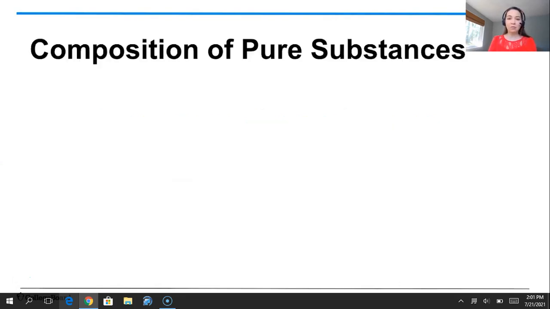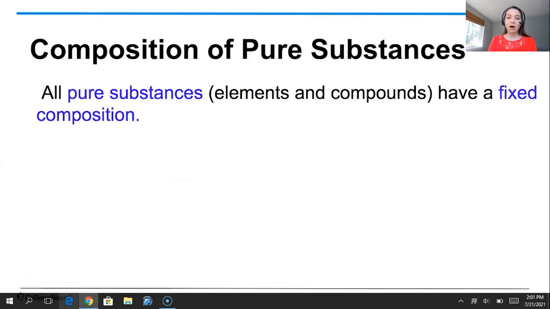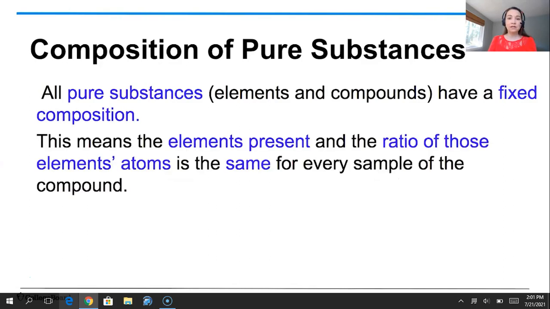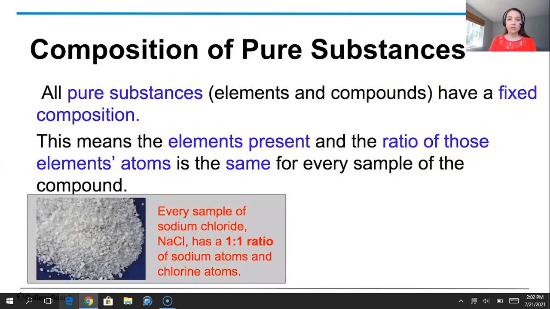Today we're talking about pure substances. All pure substances have a fixed composition. So what that means is they have the same ratio of atoms of every element in every sample of the compound. So let's look at a couple of common examples. Sodium chloride or table salt has a 1-to-1 ratio of sodium to chlorine atoms for every sample of the compound, no matter where it's from.